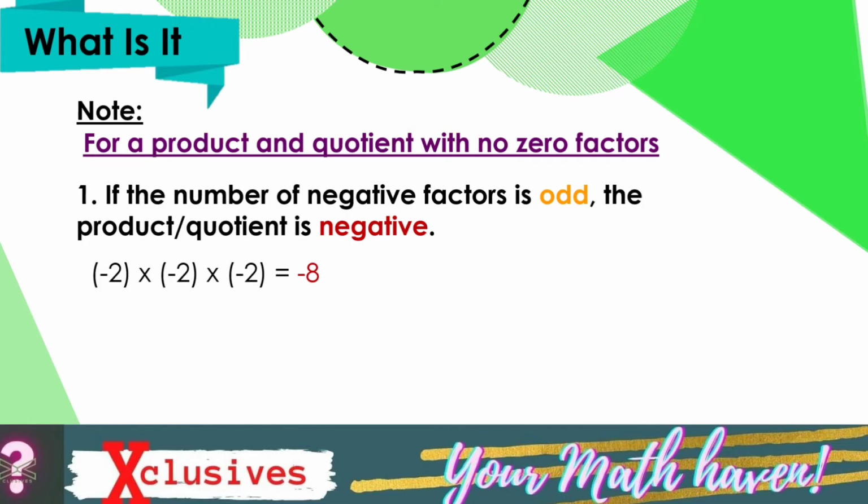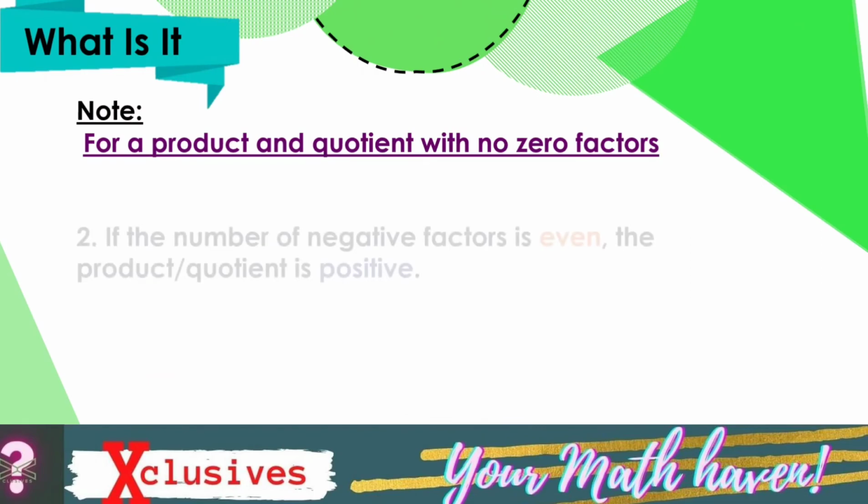The final answer is negative since there are 3 negative factors and 3 is odd. Example for division. Negative 8 divided by negative 2 divided by negative 2, the answer is negative 2. The same as multiplication, in the example of division, there are 3 negative factors. 1, 2, 3. That's why our final answer is negative.